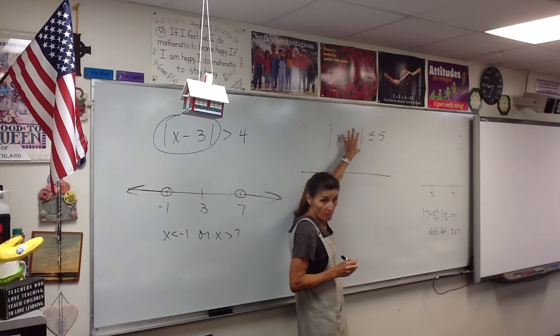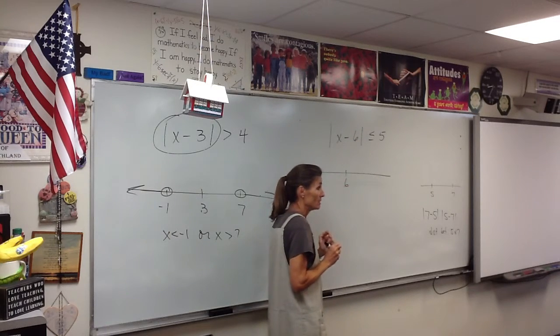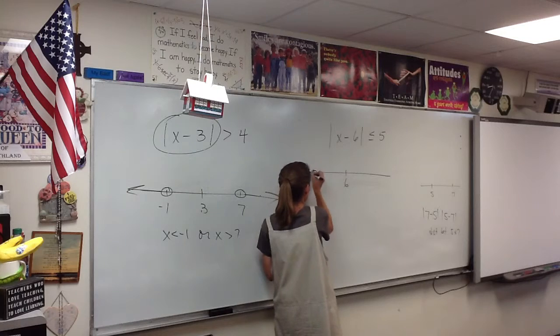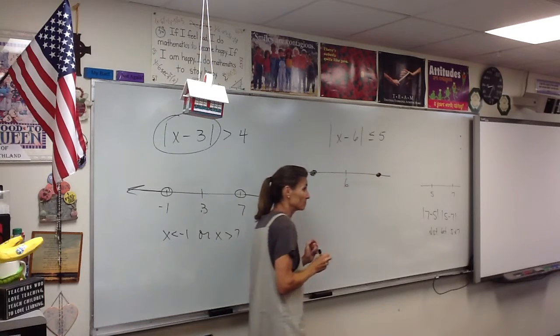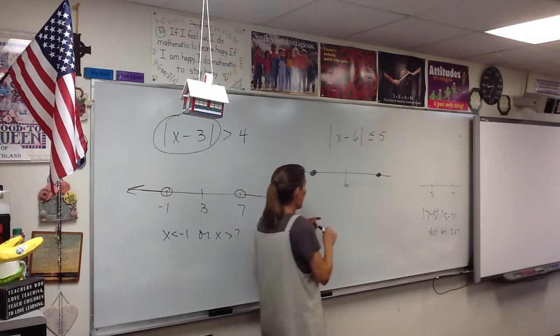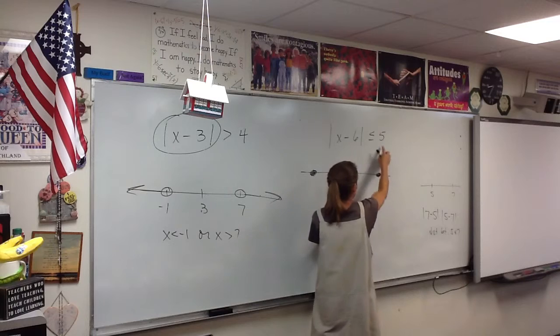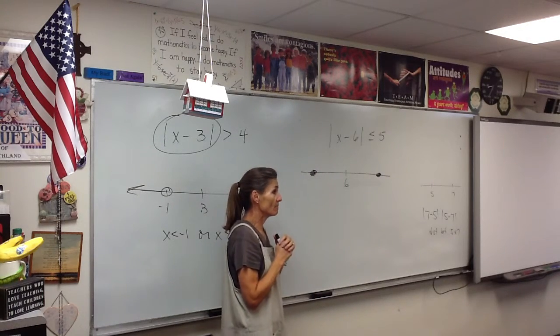Distance between some number and 6. So here's 6. Here's the some number. I don't know which side it's on. Could be on either side. All I know is that number has to be less than 5 away. That distance has to be less than 5.